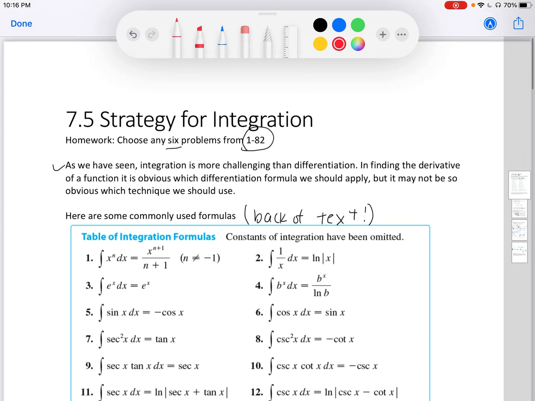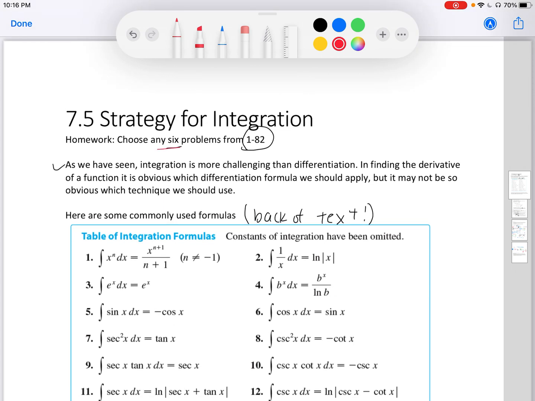That's it for this section. Your homework is 6 problems, any 6 that you choose, from numbers 1 through 82. Thanks.